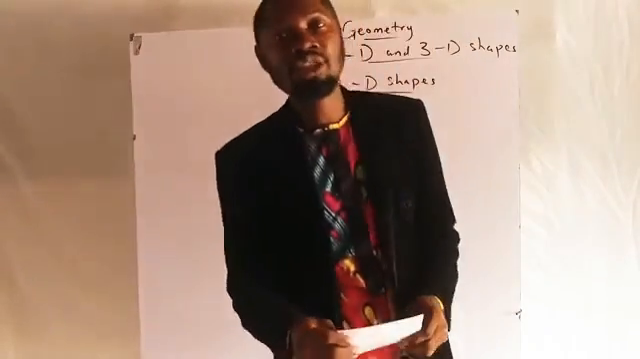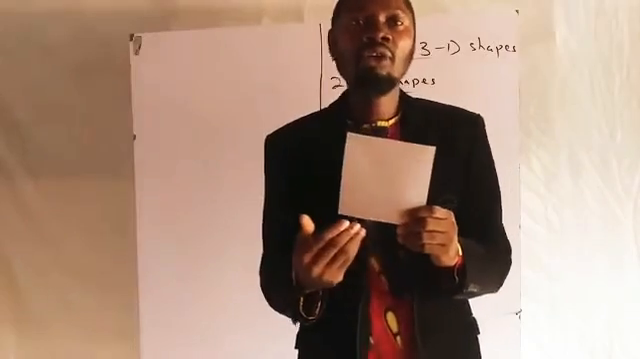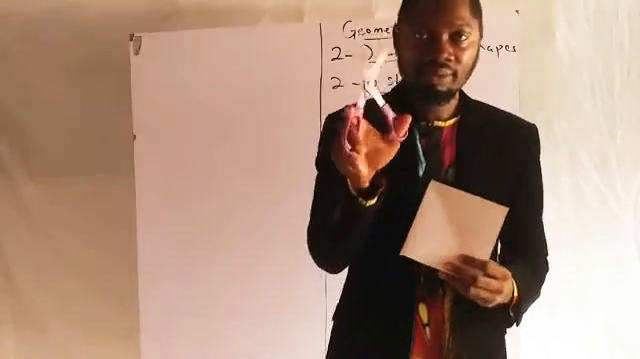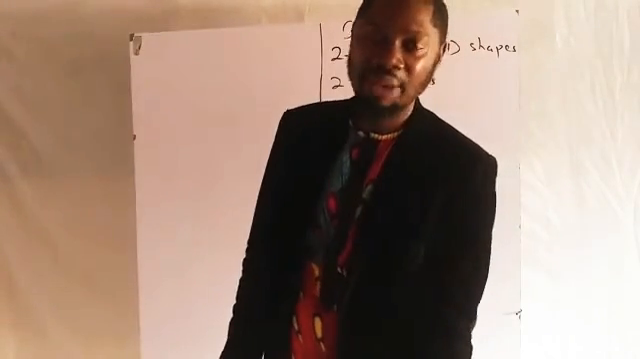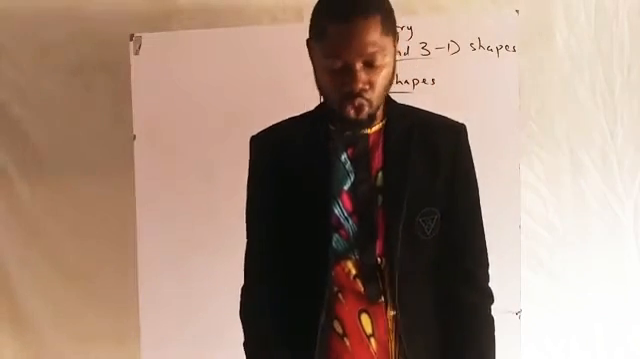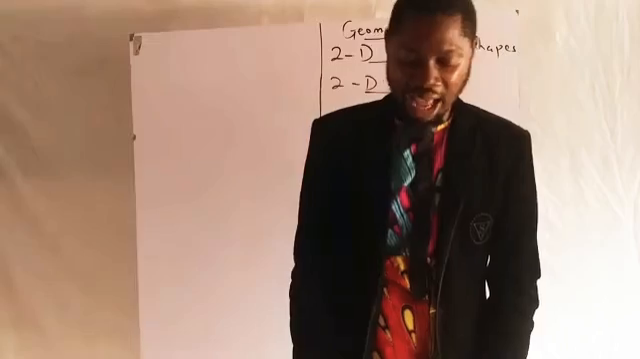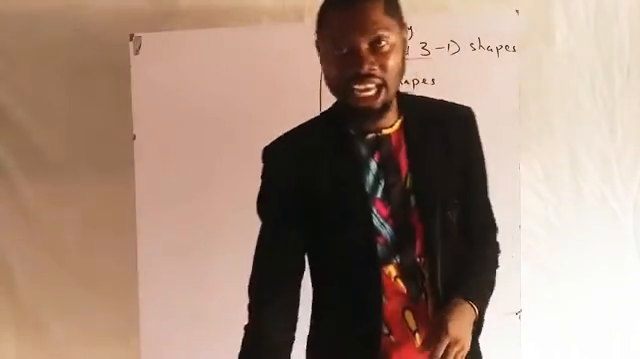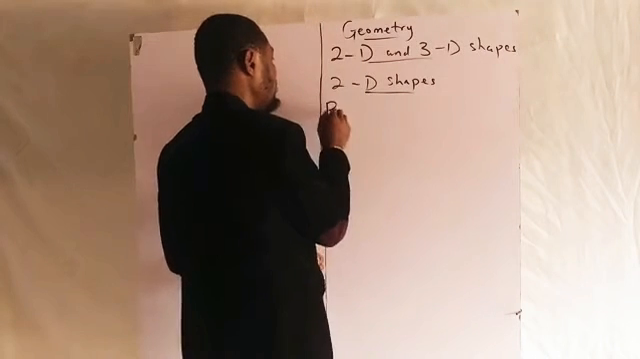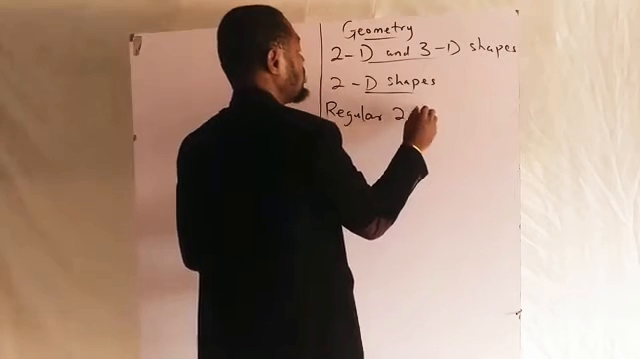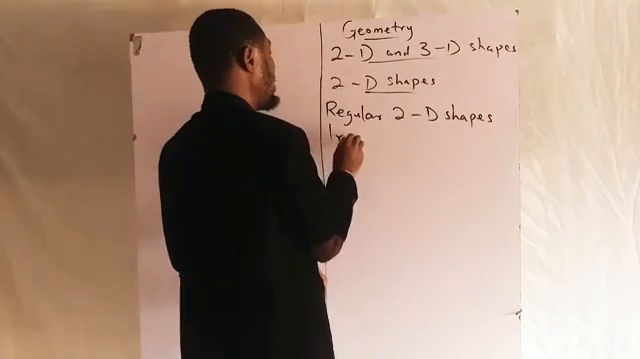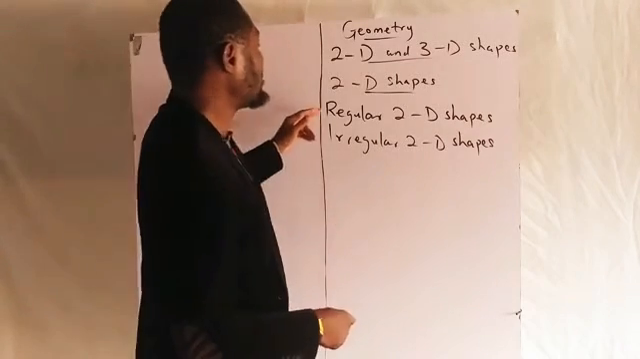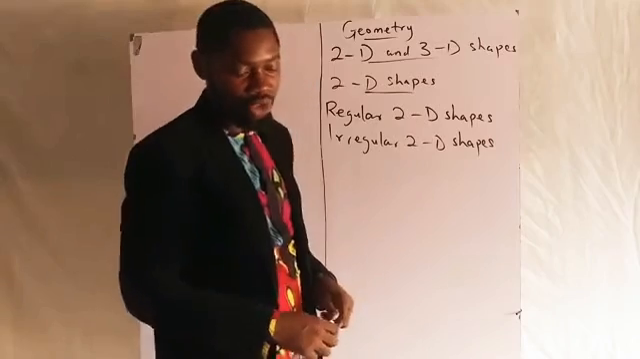So now you know that two-dimensional shapes are shapes that we can draw or cut out from plane surfaces or cardboard using our scissors or the blade. Now we have types of two-dimensional shapes. We have the regular 2D shapes and the irregular 2D shapes. These are the types of two-dimensional shapes that we have.